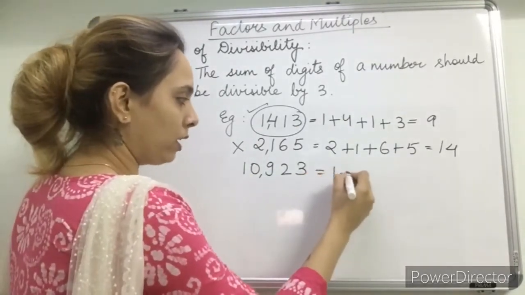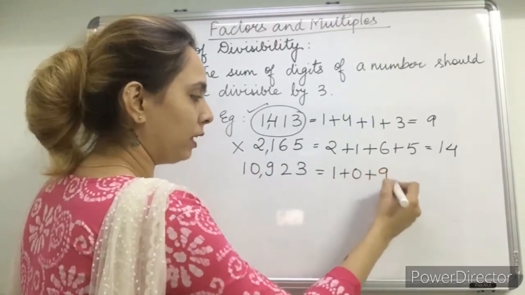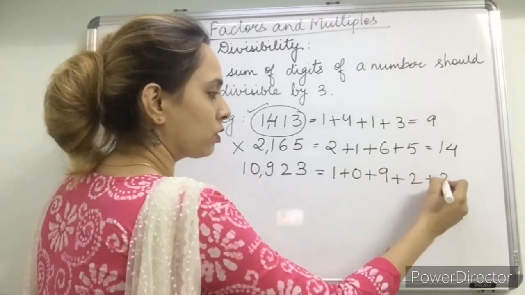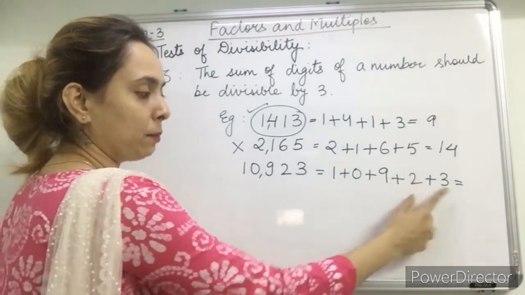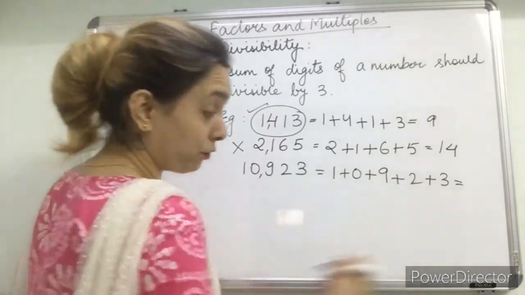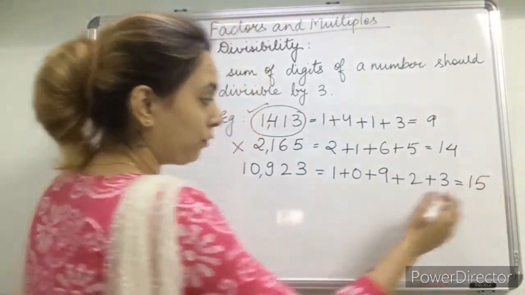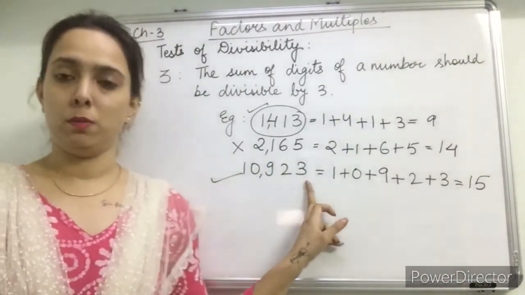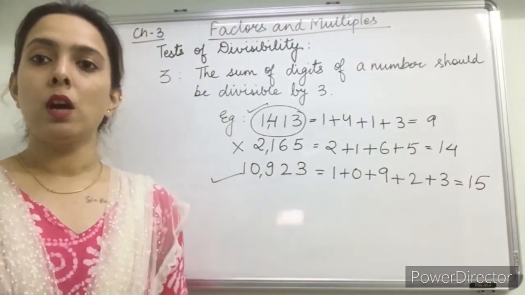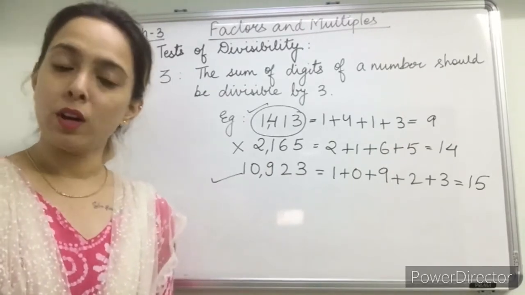Last is 1 plus 0 plus 9 plus 2 plus 3. 1 plus 9, 10. 10 plus 2, 12. 12 plus 3, 15. So yes, 15 is divisible by 3. So it means this complete number is divisible by 3. So this was about the divisibility rule for 3.